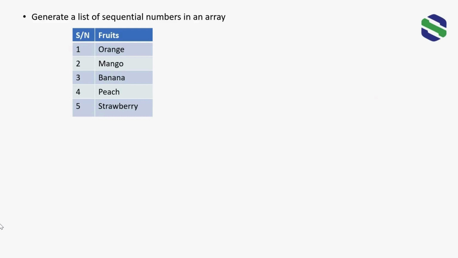When we look at this table, in column one, we have numbers 1 to 5, which are the serial numbers for each of the fruits. That is, serial number 1 is for orange, 2 for mango, 3 for banana, 4 for peach, and 5 for strawberry. The sequence function helps us to generate these numbers automatically without much stress. And that is why sequence is very useful and very powerful for our use in Microsoft Excel.